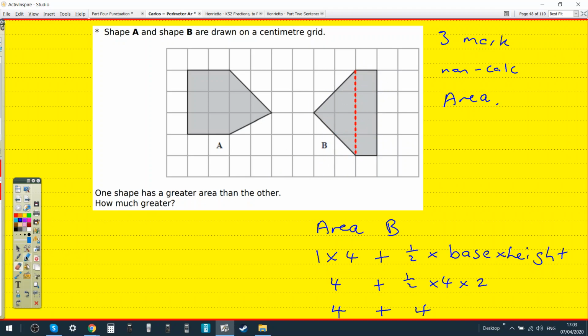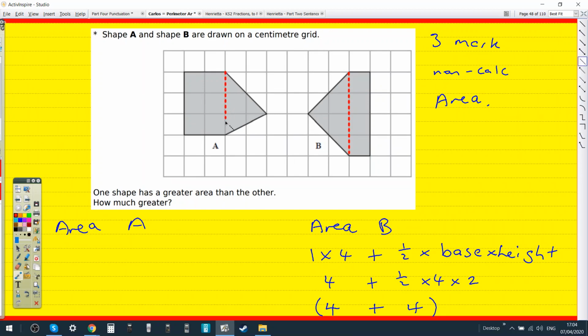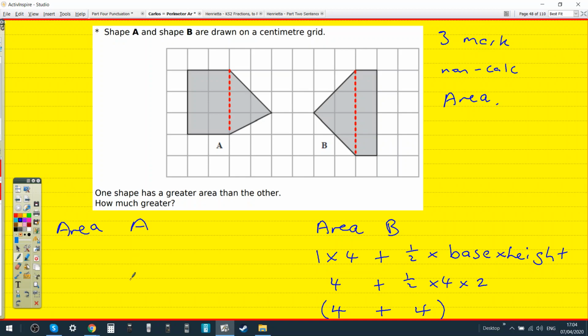So we haven't looked at A, we were just finding B. Okay, so then it's 8. Yeah. And then for A, you have to split it like you did for B. So then the rectangle would be 6. Hold on. Rectangle will be 6, yeah. And the triangle would be 3. Triangle would be 3. So them together will be 9.